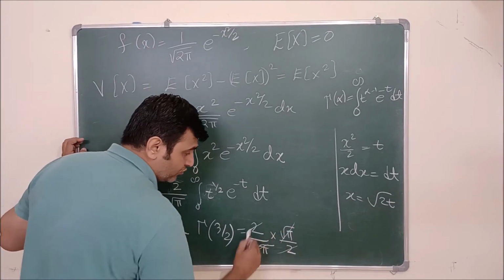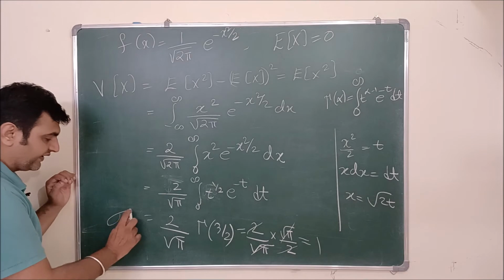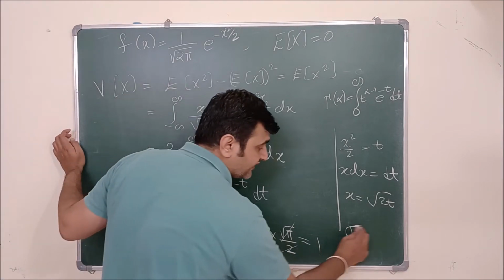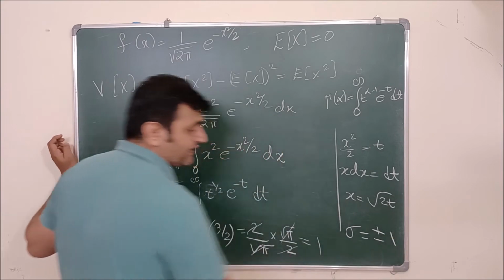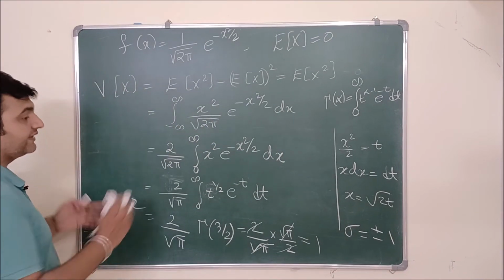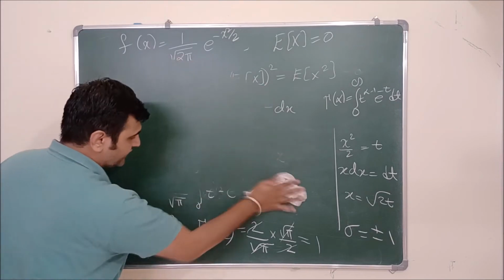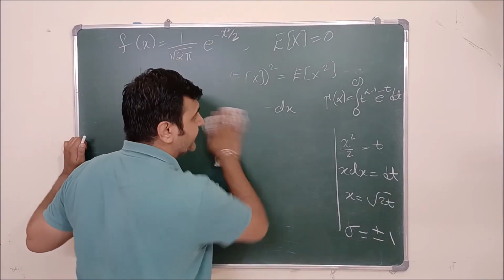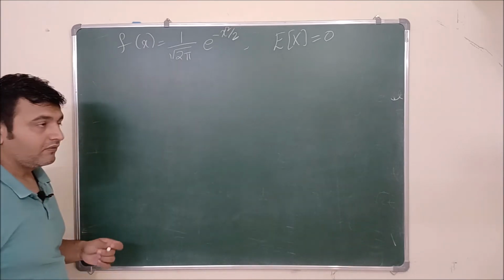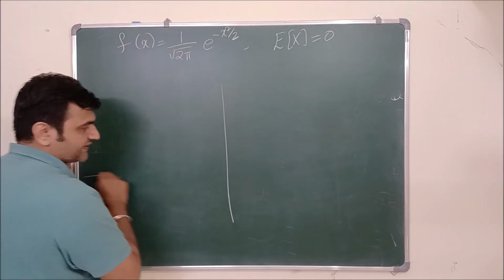Therefore the variance comes out to be 1. So what can you say about the standard deviation? It is plus minus 1. Why have I calculated the variance and the standard deviation? Because now you can see what the normal distribution tells us.